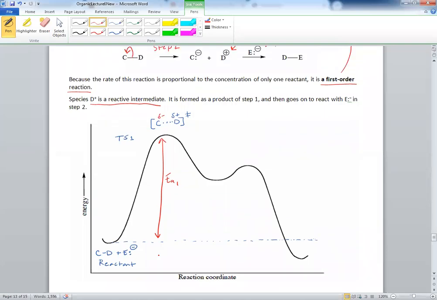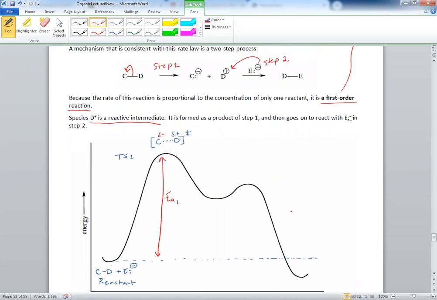Very well. So where's your step one? It's going to end here. So this would be from this to that, that would be your step one. Let's draw the second one and then I'll show you what step one is on here.